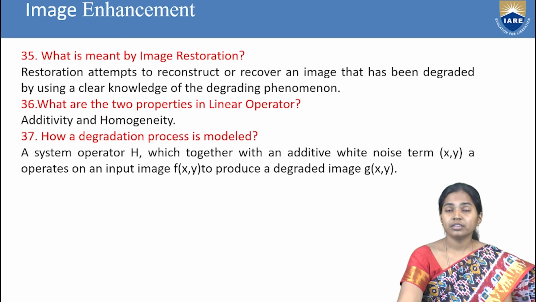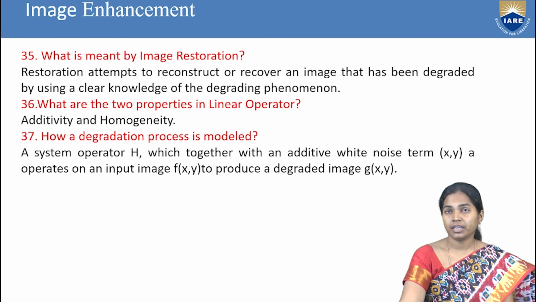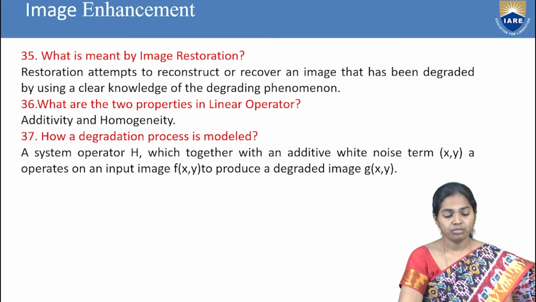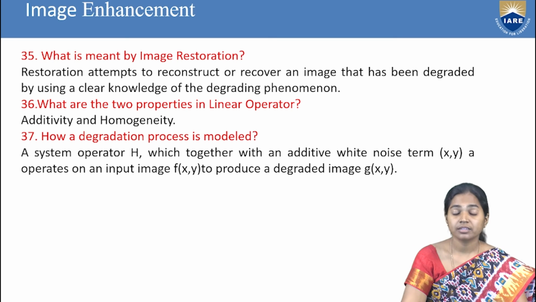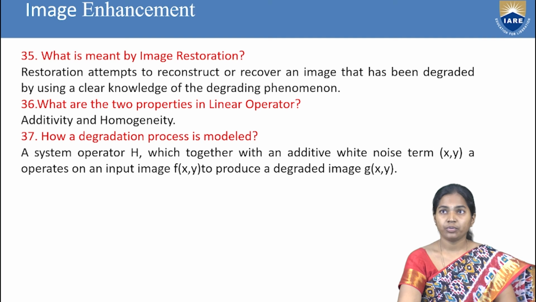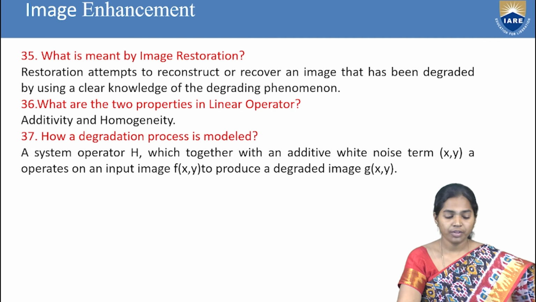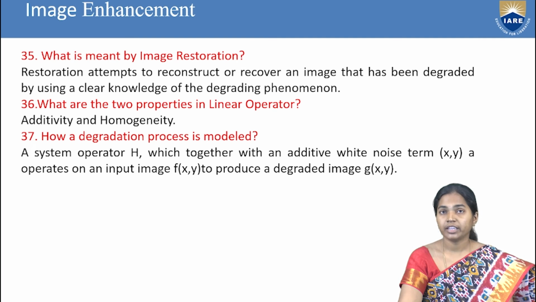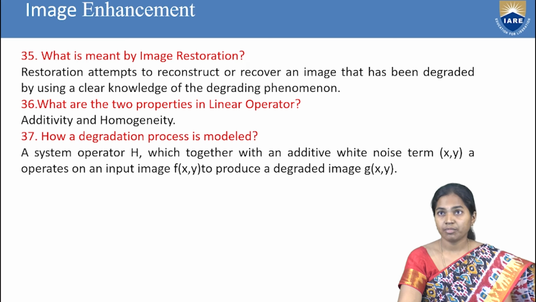And what are the 2 properties of a linear operator? We have 2 properties: additivity and homogeneity. And how is a degradation process modeled? A system operator H, together with an additive white noise term n of x comma y, operates on an input image f of x comma y to produce a degraded image g of x comma y.